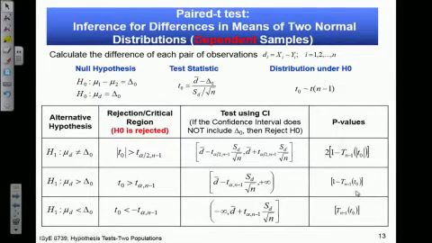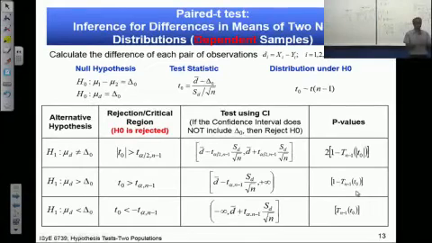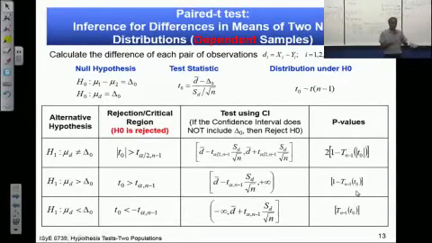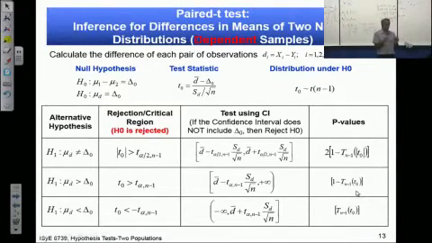Question? Is this measuring the dependency of the samples? No, it's removing the dependency of samples by subtracting and making them independent. Okay?